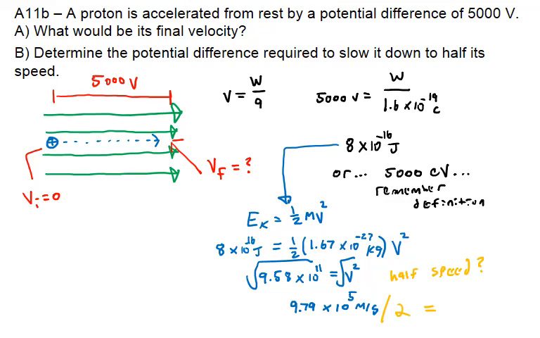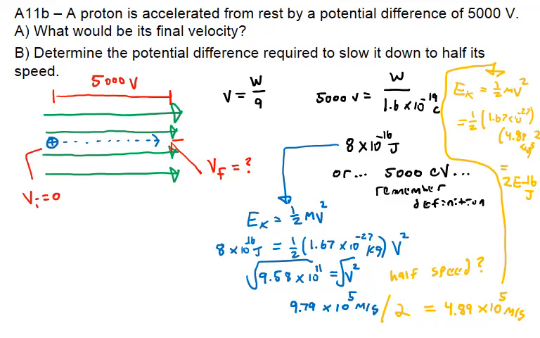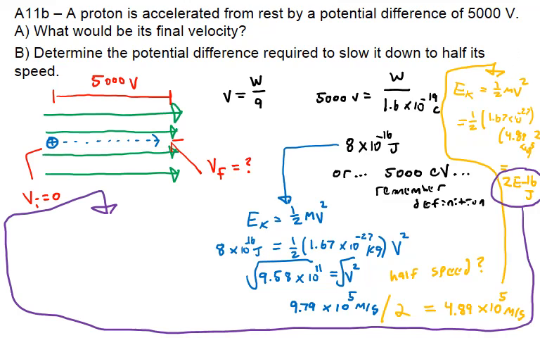Okay, so half its speed would be 4.89 times 10 to the 5th meters per second. That half its energy, well, it wouldn't be half its energy. It's actually going to be 2 times 10 to the negative 16 joules, with half its speed because velocity is a squared relationship here. And yeah, so we would figure out the potential it takes to do that. And so the loss of energy would be from, we started with 8 times 10 to the negative 16 joules, and then we finish with 2 times 10 to the negative 16 joules.